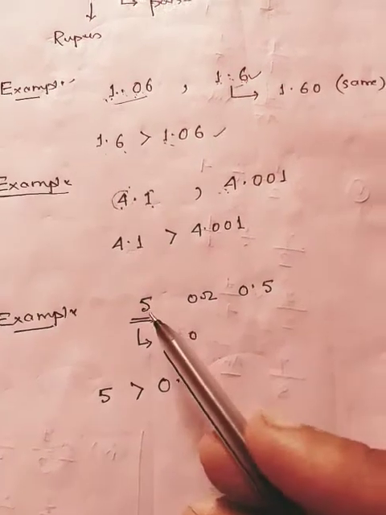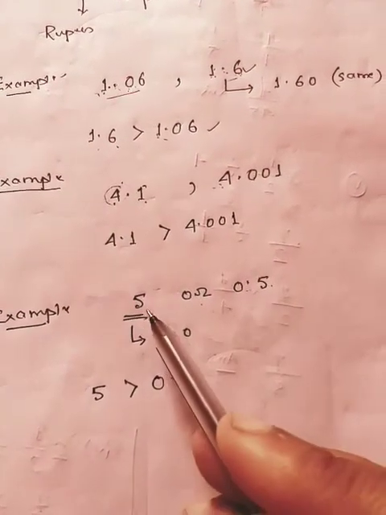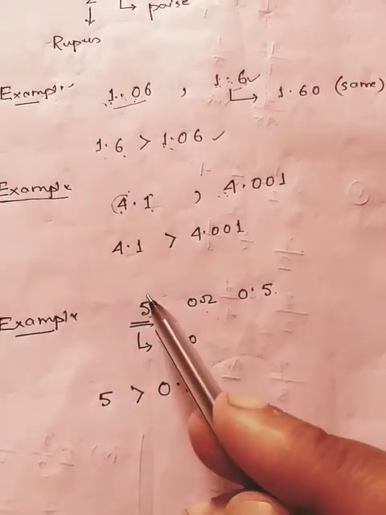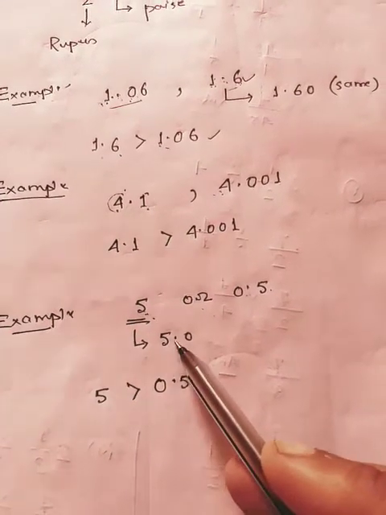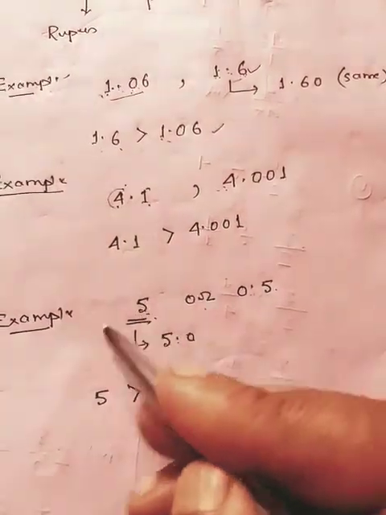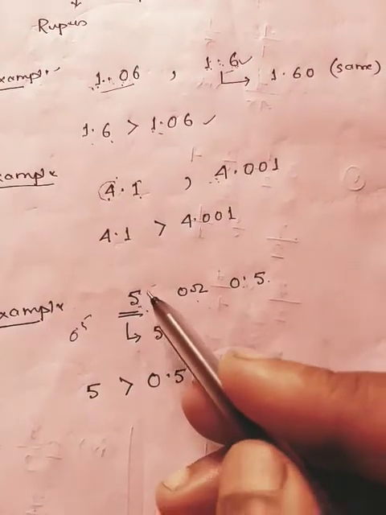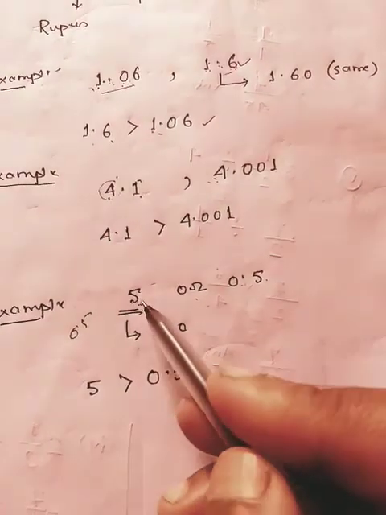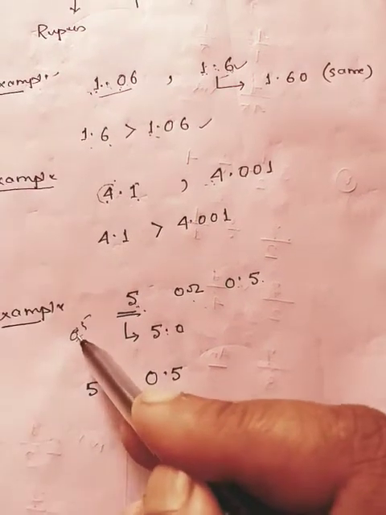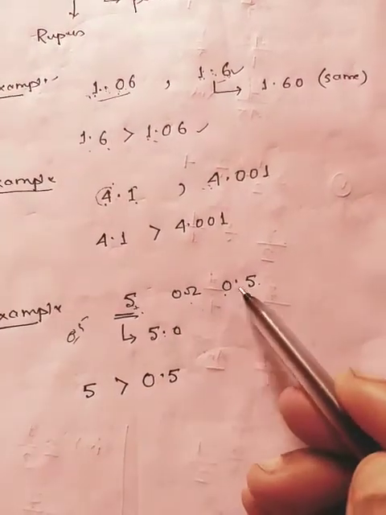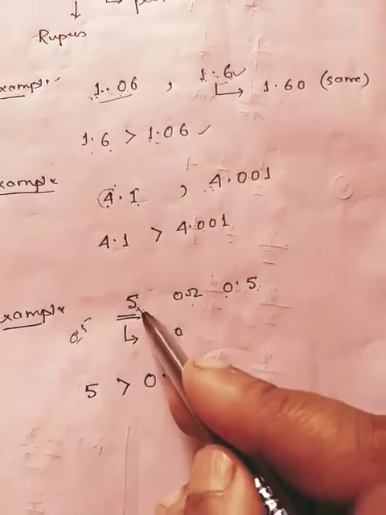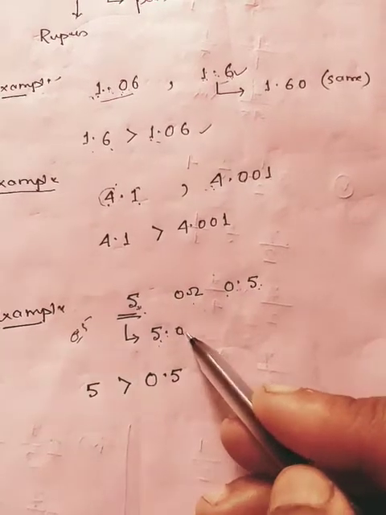Let's say about this one, 5 or 0.5. Now what is the meaning of 5? 5 means 5 rupees. How to write it down? 5.0. Okay, never write 5 as 0.5. Because if only 5 or 3 or 12 is written, then we will consider this as rupees. Now 5 is greater or 0.5 is greater? So we'll write this 5 in this format: 5.0 and 0.5.